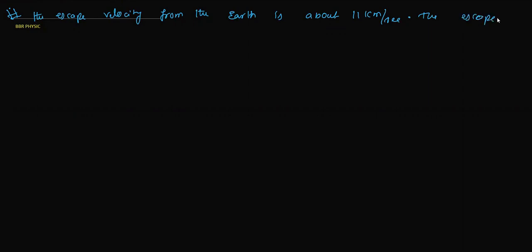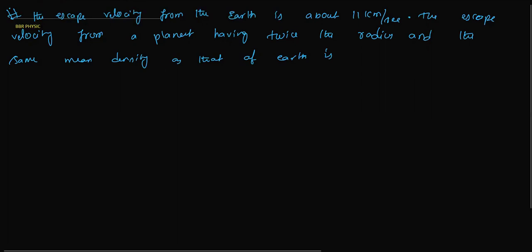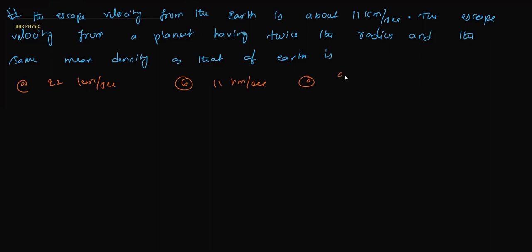The escape velocity from a planet having twice the radius of the Earth and the same mean density as that of Earth. Density is the same, it seems. Options they gave: option A, 22 kilometers per second. Option B, 11 kilometers per second. Option C, 5.5 kilometers per second. Option D, 15.5 kilometers per second.